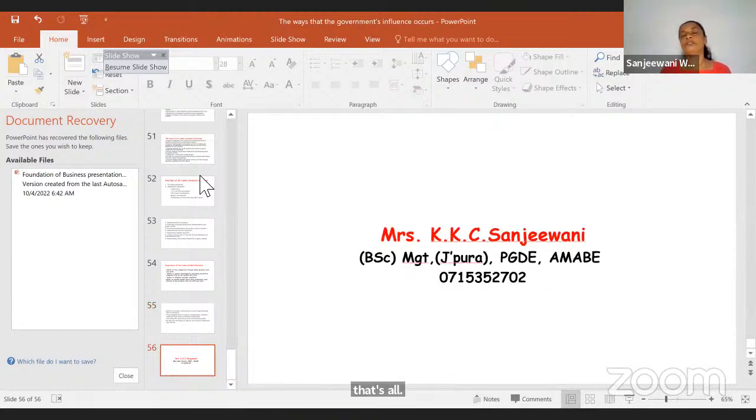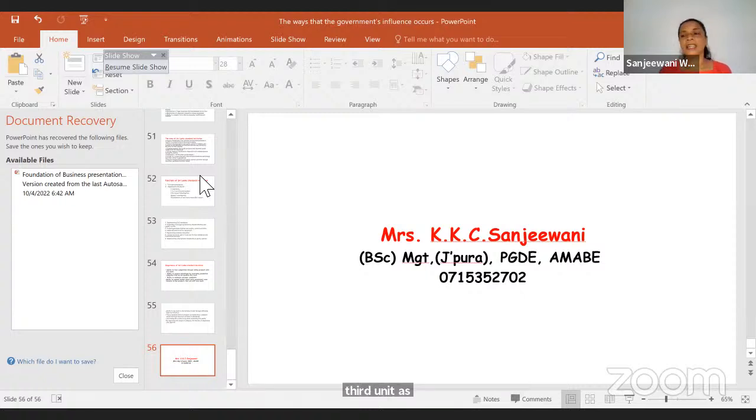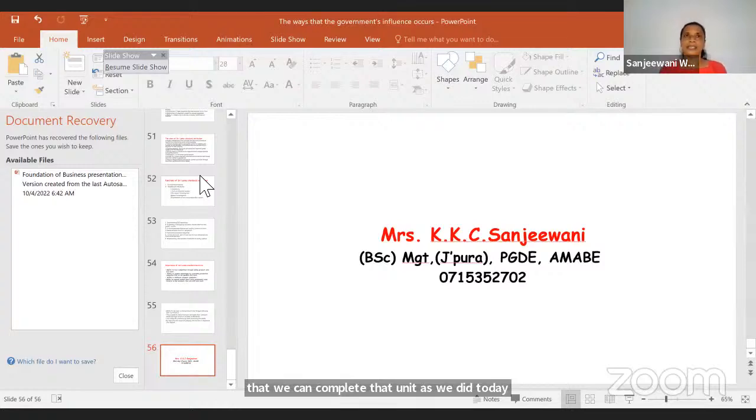So up to now we have discussed the first unit, the second unit, and we are done with the third unit as well, right? So hopefully I'm starting the fourth unit next week. That is about business organization. That is a lengthy unit. So I don't think we can complete that unit in one day as we did today and last week. So I need some time to complete unit 4 because it's a lengthy unit, right?